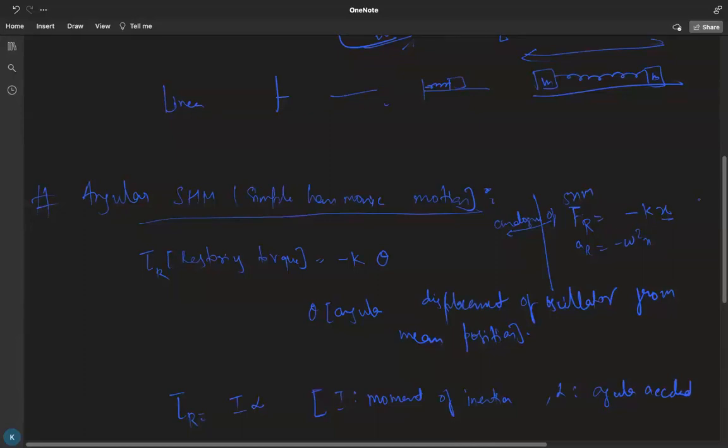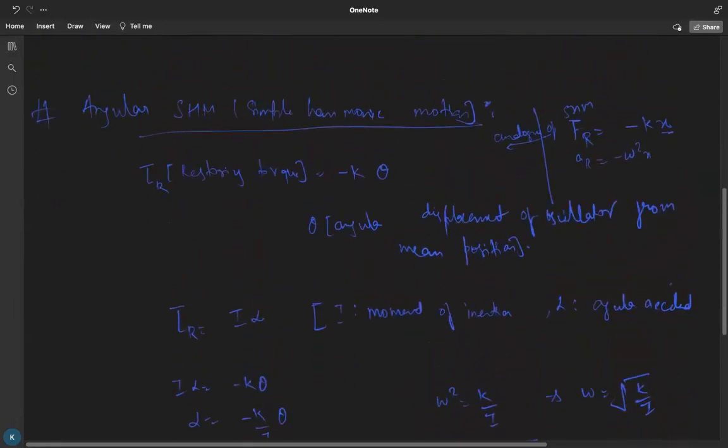So what I'm doing here is taking the analog of linear motion to the analog of rotational motion. That's why I'm using the analog of mass, moment of inertia for rotation, acceleration, angular acceleration, force, torque. Displacement will be angular displacement. So I'm taking the analog of restoring force, which will be restoring torque, and displacement, angular displacement, right?